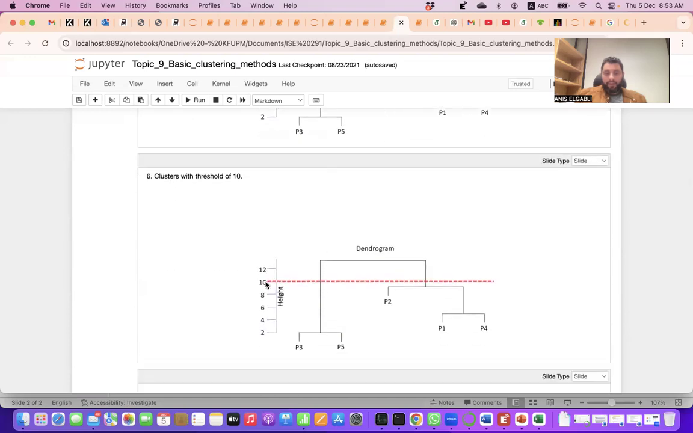Now if I choose my threshold to be 10, I will cut at this level. If I cut at this level, then there are two clusters. This is the first cluster that contains the points 3 and 5, and this is the second cluster that contains the points P1, P2, and P4. If I choose my threshold to be 6, then I will cross these 3 lines. So then we will have 3 clusters. The first cluster contains the points P3 and P5. The second cluster contains the point P2. And the third cluster contains the points P1 and P4.